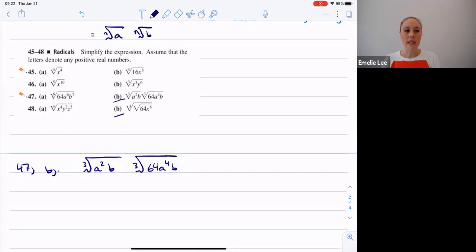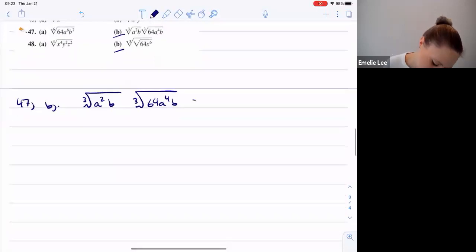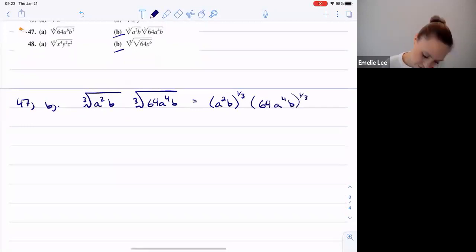Okay. So the first thing I need to do is, I can simplify things inside here, but there's nothing for me to simplify, so that's okay. So my next thing is I'm going to rewrite these roots as exponents. So I'm going to put 1/3 as the exponent on each of these lumps. So I've got a to the power of 2 times b to the power of 1/3 times 64 a to the power of 4 times b to the power of 1/3.